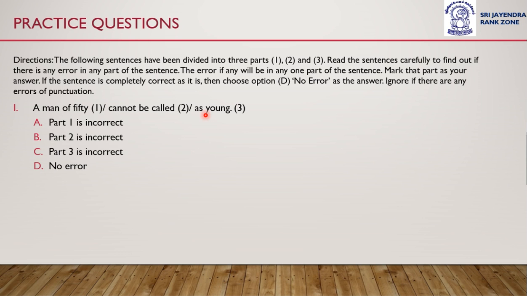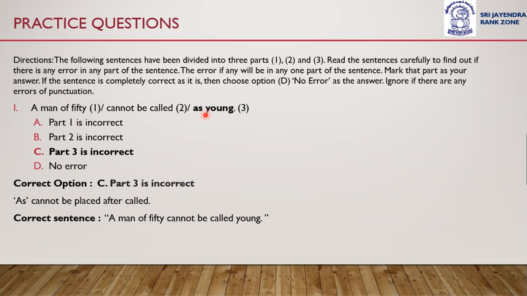I hope all of you have marked the correct answer. Let's discuss the answer of this question. A man of 50 cannot be called as young. So the mistake is in the third part. Why? Because we cannot use "as" with "call". "As" cannot be placed after "called". So part 3 is incorrect. Option C is correct.